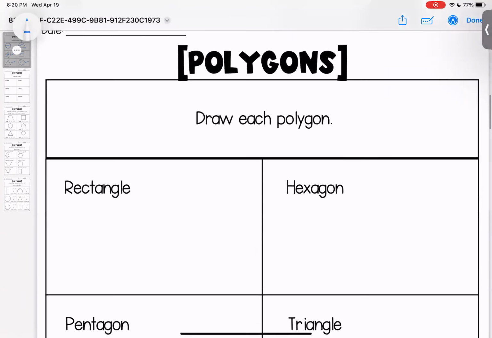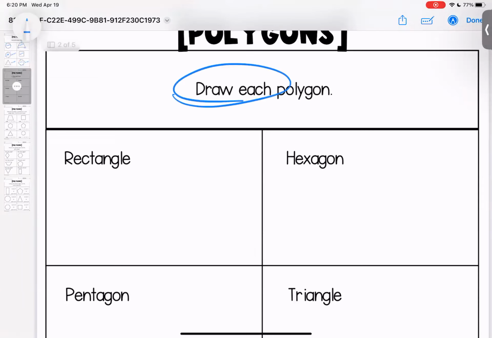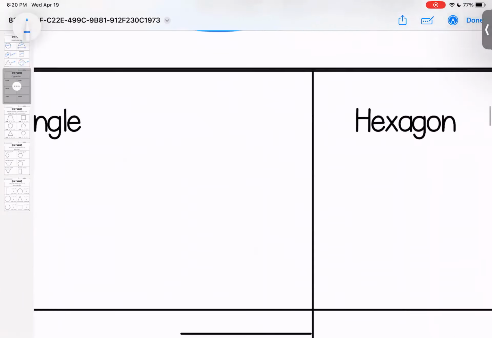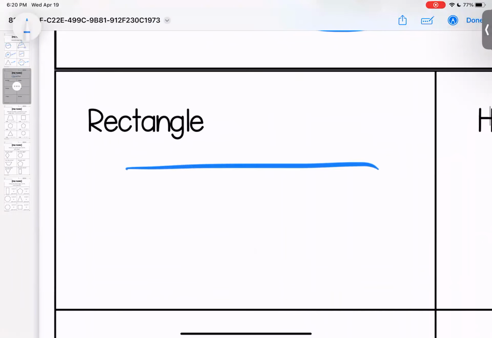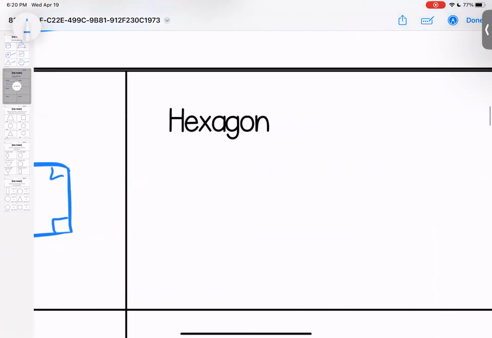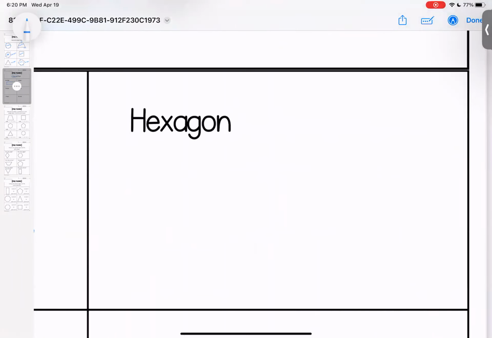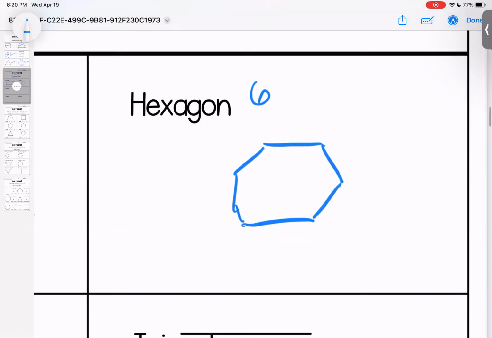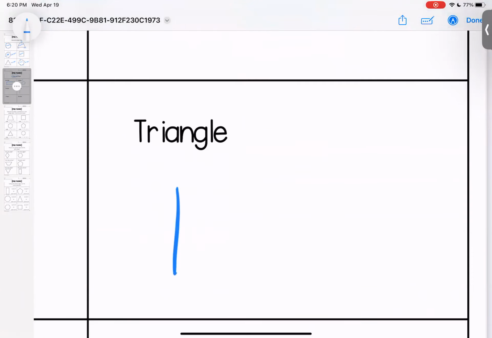All right, loves. Next page, you had to draw the polygon. So if I'm drawing a rectangle, I know I have to have 2 long sides, 2 short sides, and I should have 4 right angles for a rectangle. A hexagon has 6 sides. So 1, 2, 3, 4, 5, and 6. A hexagon.